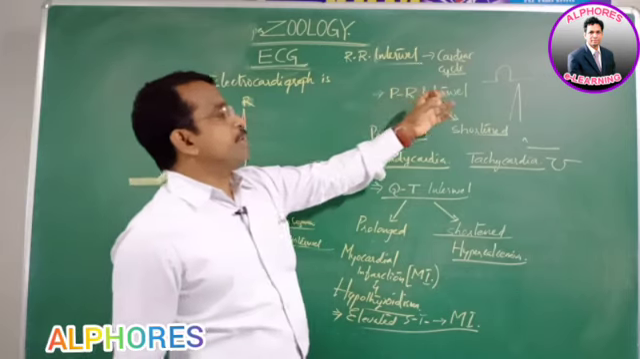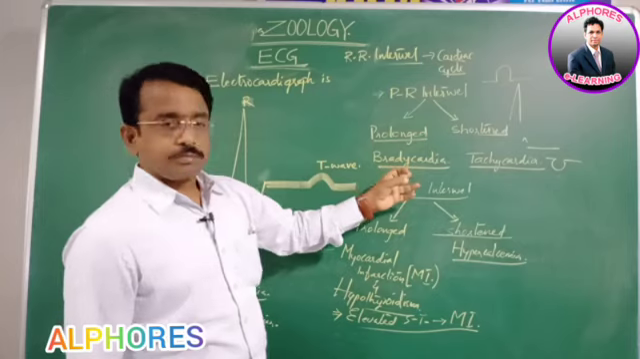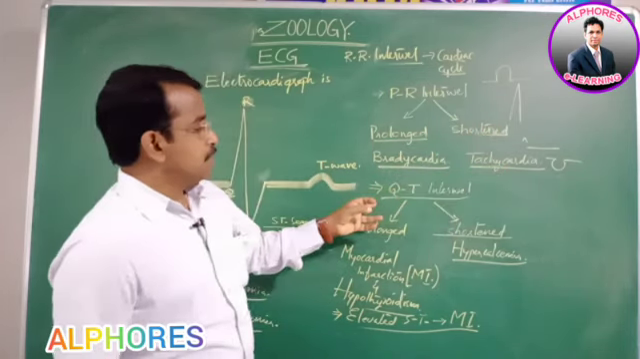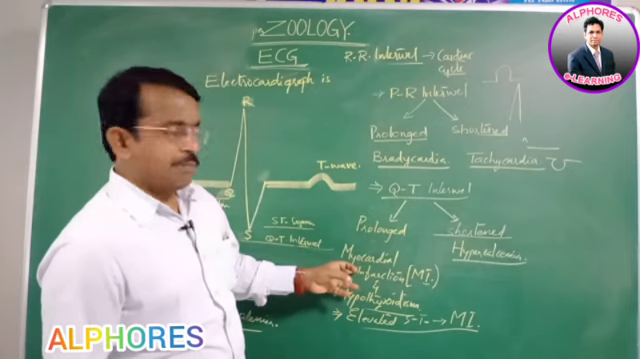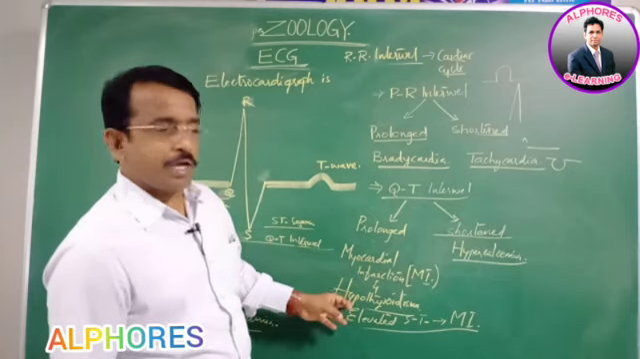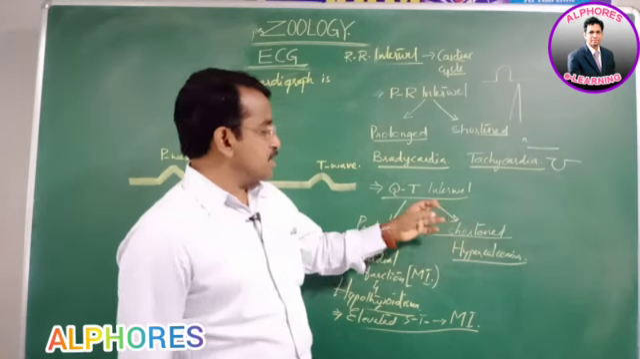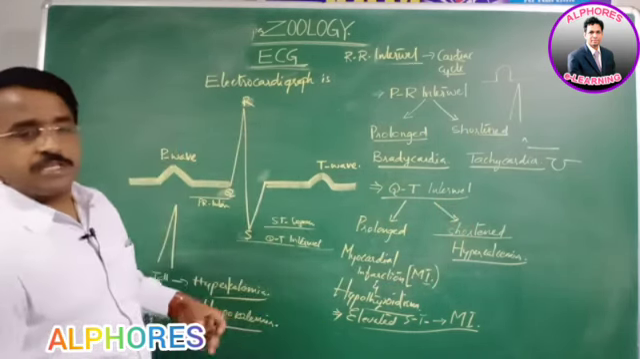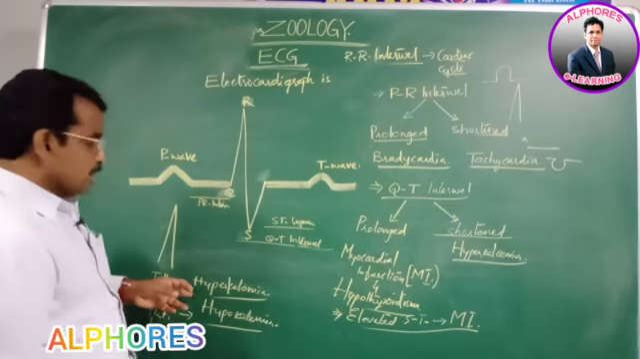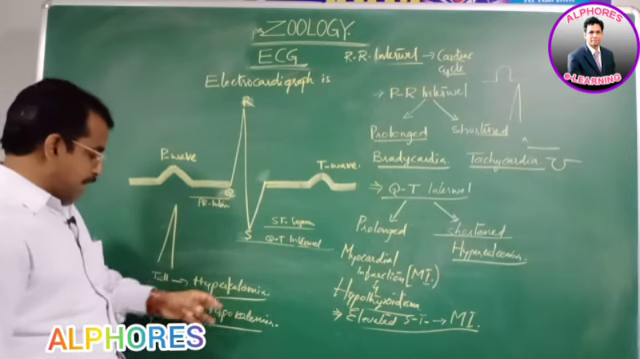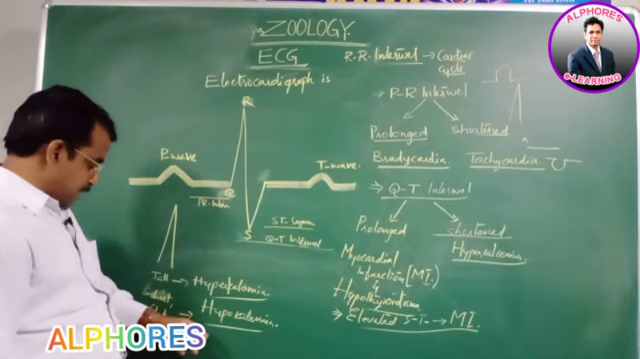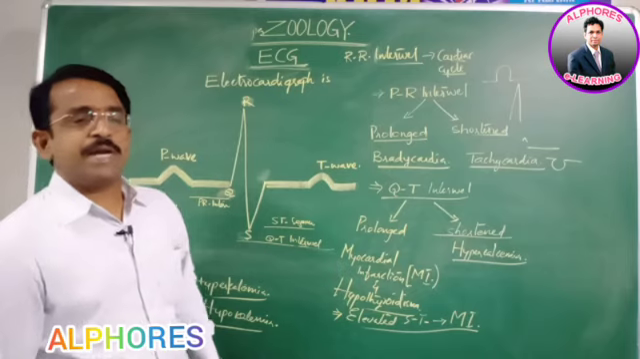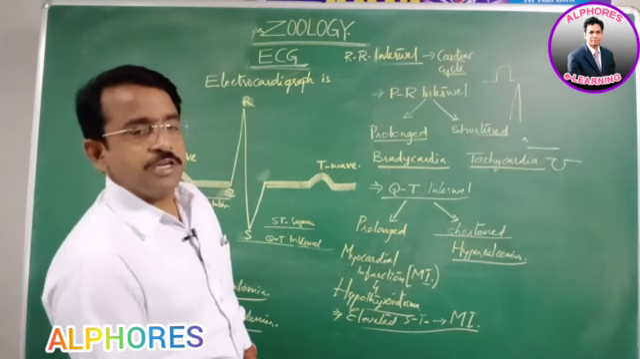Then, the PR interval if prolonged indicates bradycardia, shortened PR interval tachycardia, prolonged QT interval myocardial infarction and hypothyroidism, and shortened QT interval hypercalcemia, elevated ST segment myocardial infarction, tall T wave hyperkalemia, short, flat and inverted T wave hypokalemia. This is all the summary about the ECG.